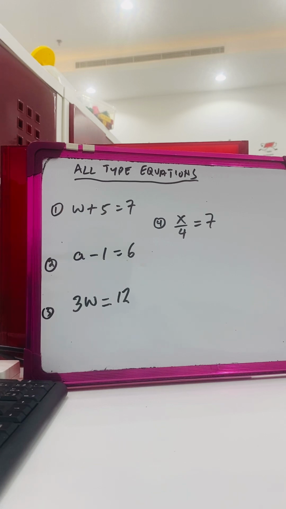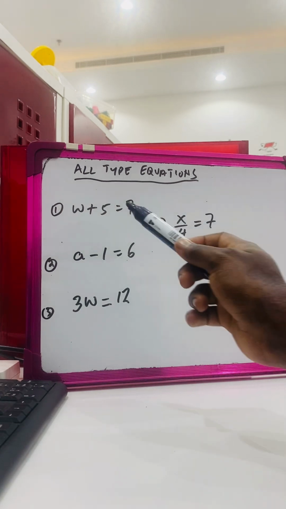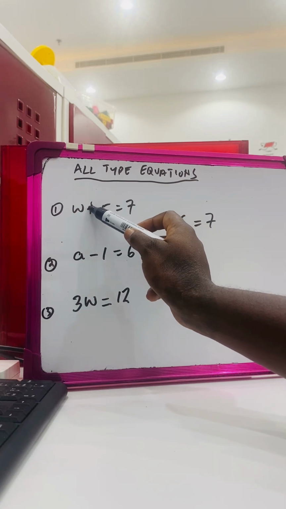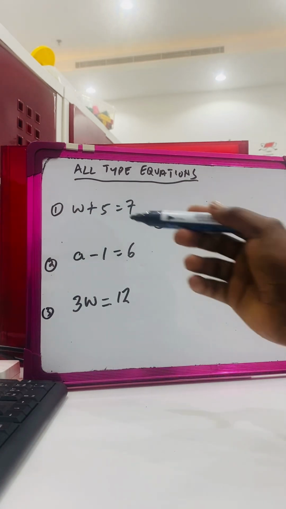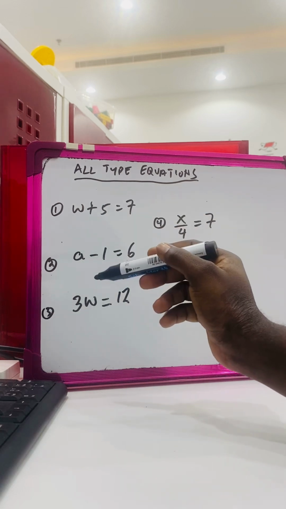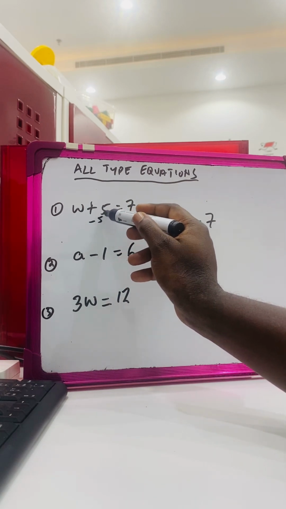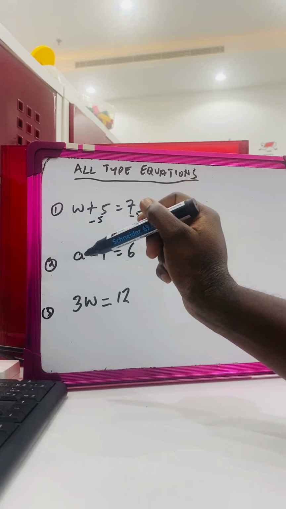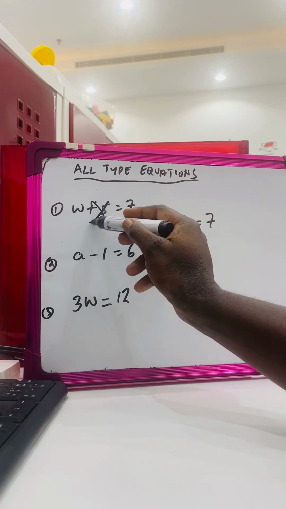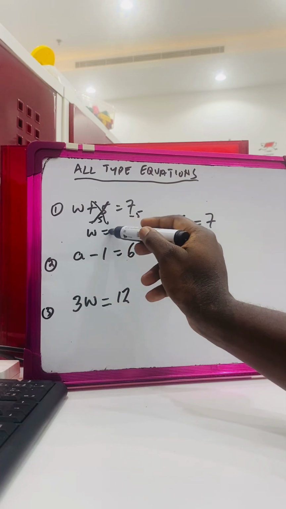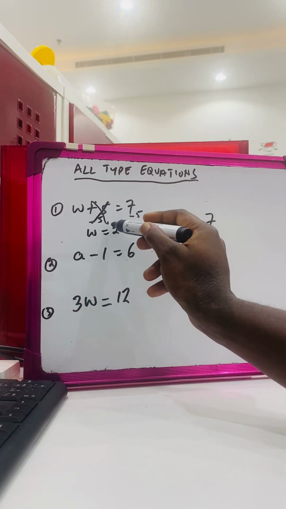For instance, if I take the first question, it says W plus 5 is 7. So because this is addition, we have to do the opposite always. So I will do minus 5 and minus 5 here on both sides of the equation. Takes this off, then right away my W is 7 minus 5, 2.